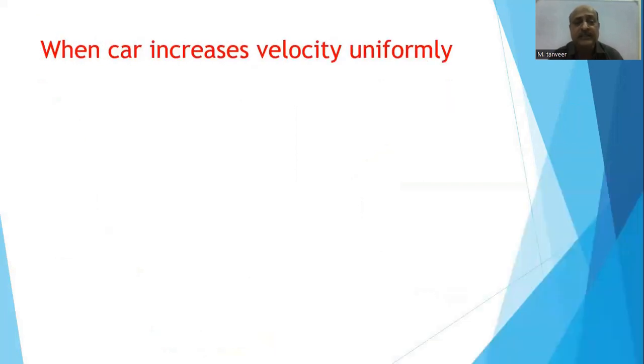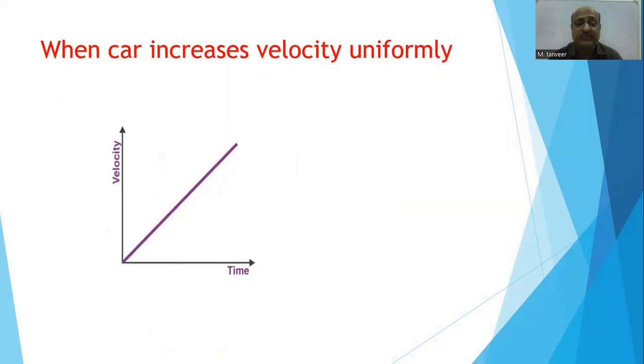Next case, when a car is moving with uniformly increasing velocity. Now you are increasing the speed of your car uniformly. Road is clear. So what will be the shape of velocity time graph? That will be the shape of this. Car is increasing velocity uniformly. So acceleration is constant. And this acceleration is positive.